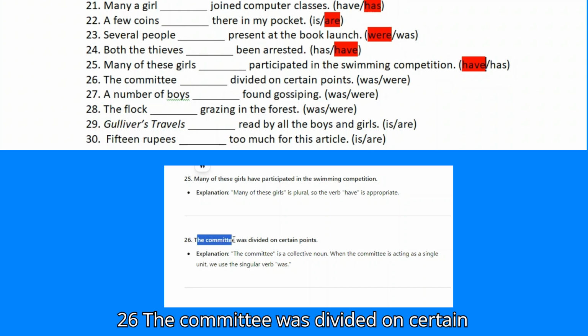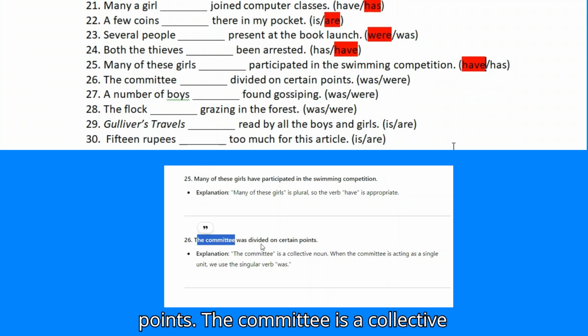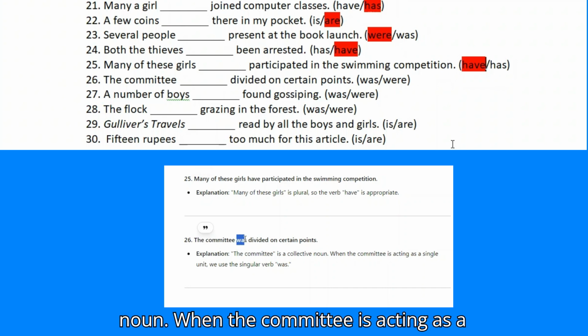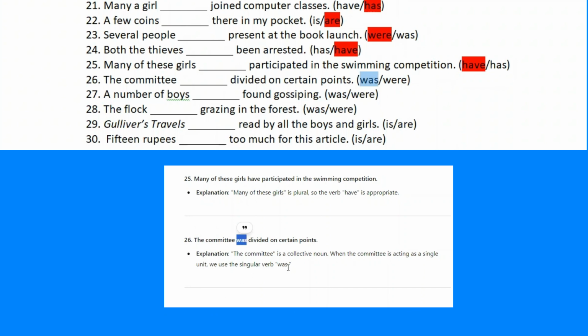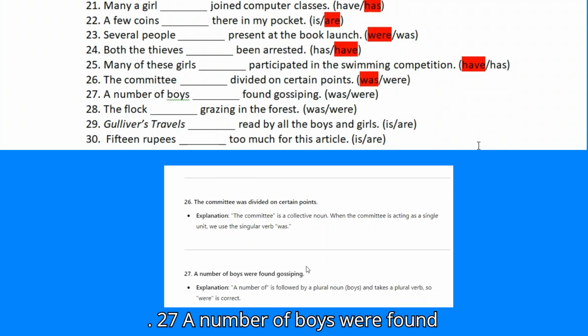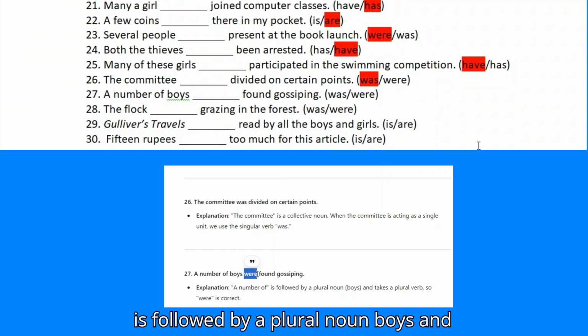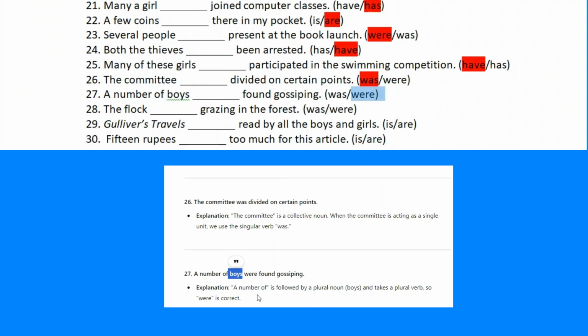26. The committee was divided on certain points. The committee is a collective noun. When the committee is acting as a single unit, we use the singular verb was. 27. A number of boys were found gossiping. Explanation. A number of is followed by a plural noun, boys, and takes a plural verb, so were is correct.